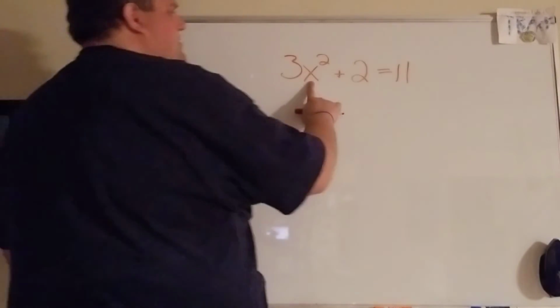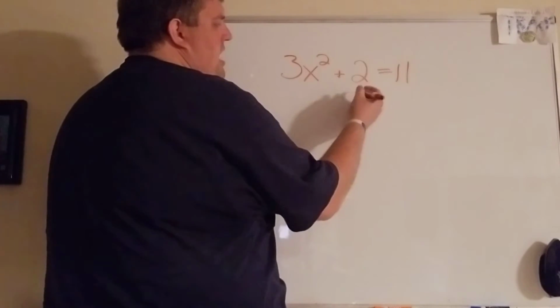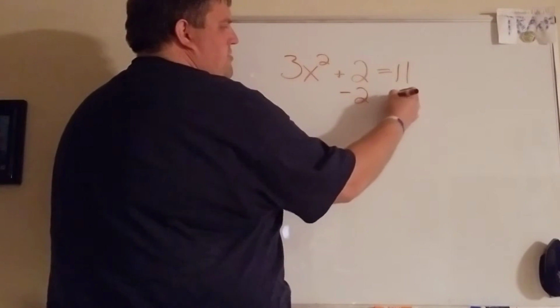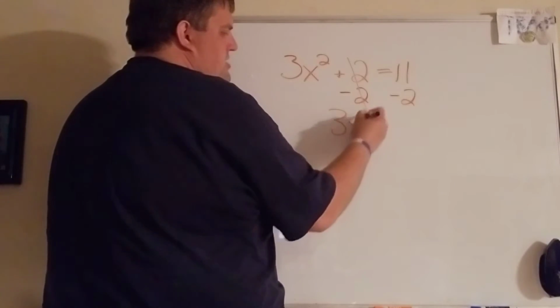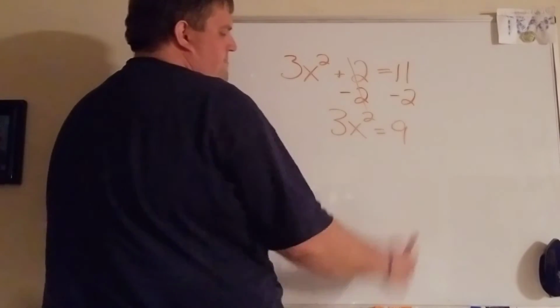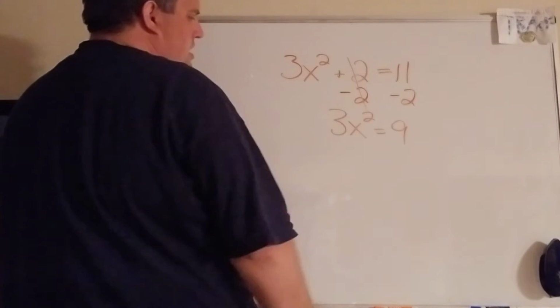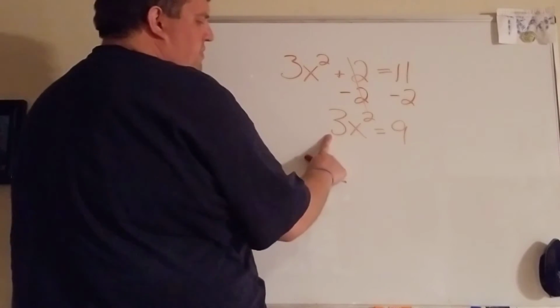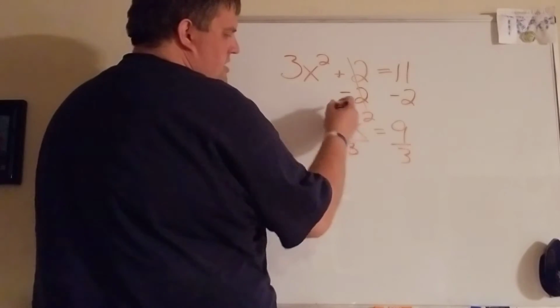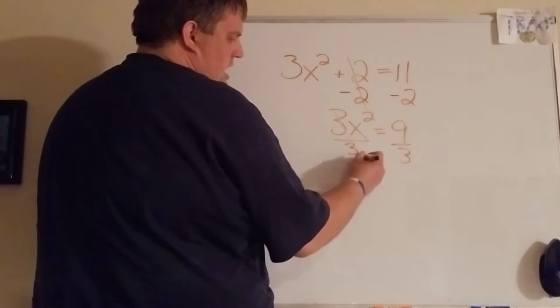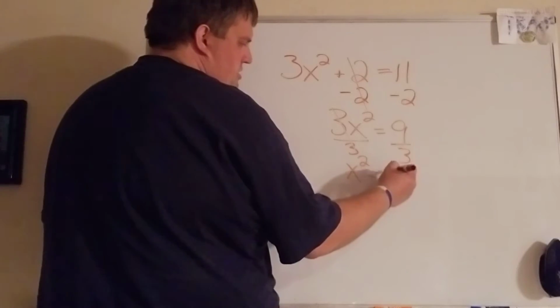So here's my x. I want to get it by itself. We're still going to do the same idea. We're going to subtract this 2 from both sides. That's going to give me 3x squared equals 9. And then, just like before, we want to get rid of this 3, so we're going to divide by 3. Divide by 3, and x squared equals 3.